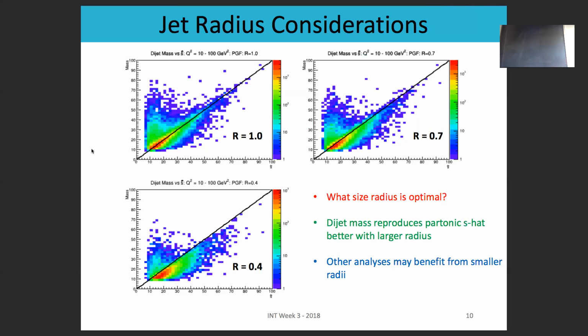So why should root S agree with the dijet mass? And why is that a criterion?